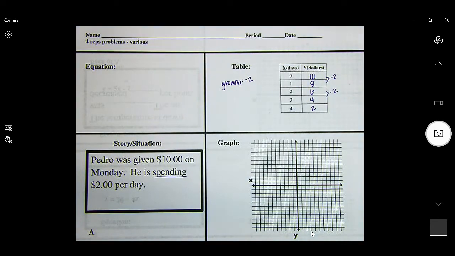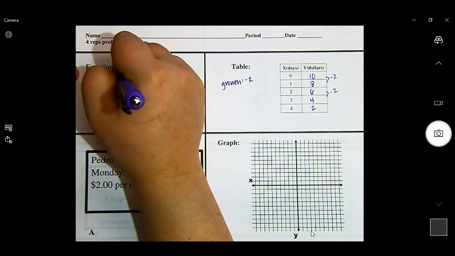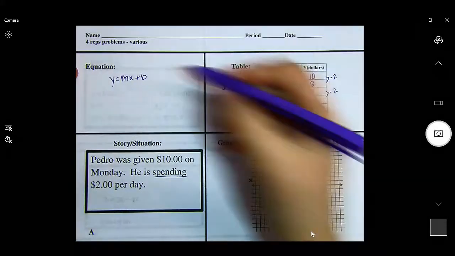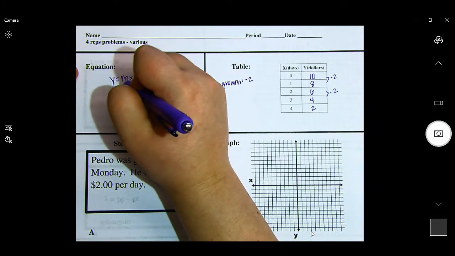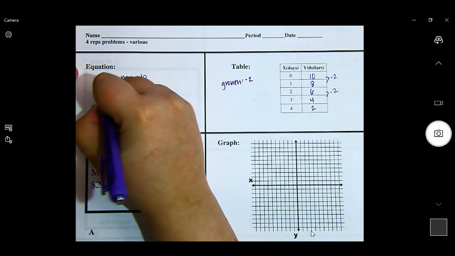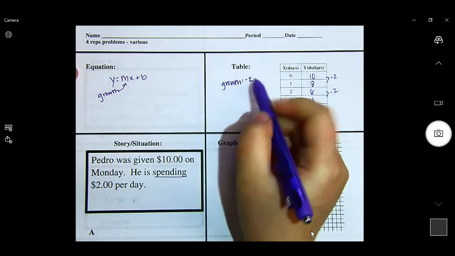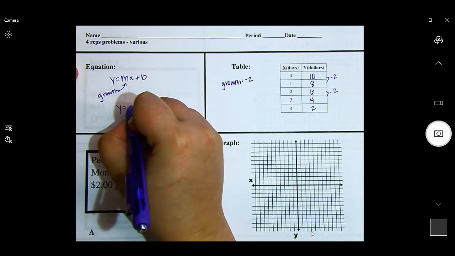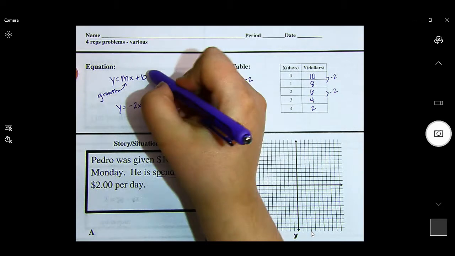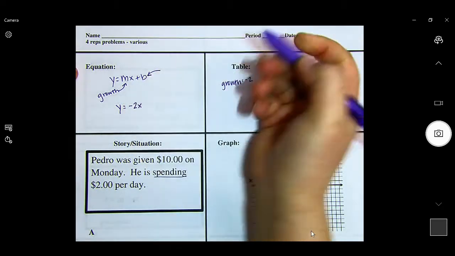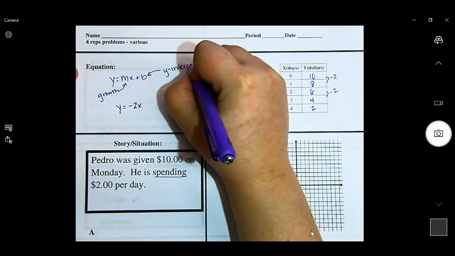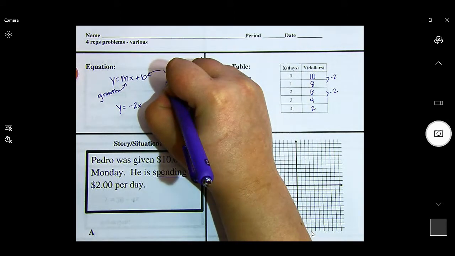All right, and if we think about the 2 things that we need for an equation, remember our format is y equals mx plus b, and this m right here is going to be our growth. So now I know that that's going to be -2. So my equation is going to be y equals -2x, but now I need to find b. And b is just my y-intercept, also known as my starting point.